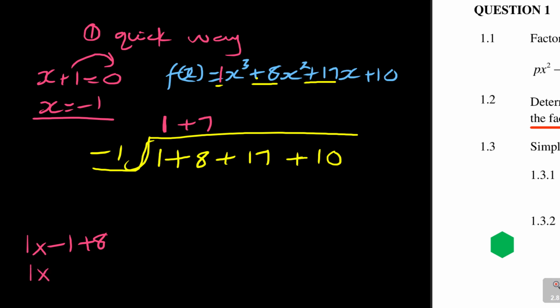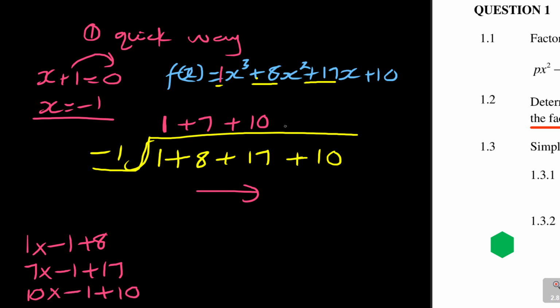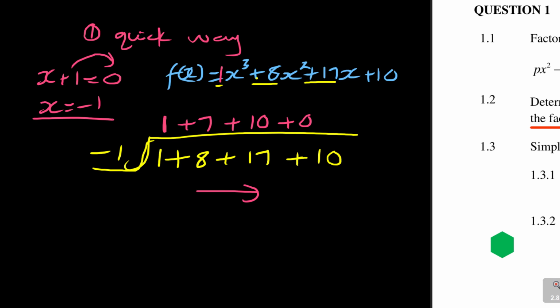Alright, you do the same thing. We've got 7 now. We are using 7: 7 times minus 1 plus 17. You are moving in this direction. You start with 1 times minus 1 plus 8. Next it's 7 times minus 1 plus 17. Now 7 times minus 1 is minus 7 plus 17 is plus 10. Last one, you are saying 10 times minus 1 plus 10. Then it is 0. So you've got plus 0. It must give you a 0 at the end. I hope guys you're able to see that. That's the quicker way.